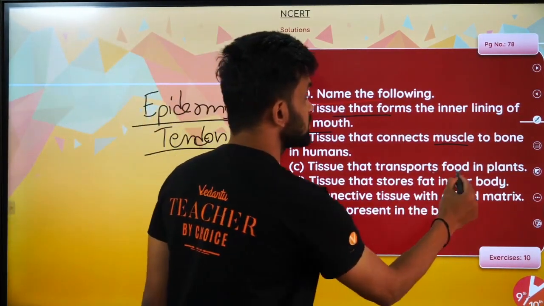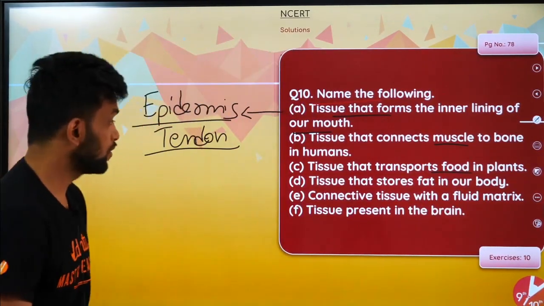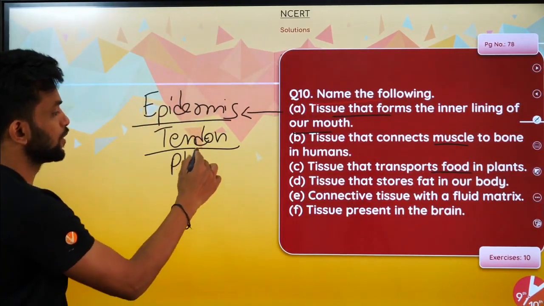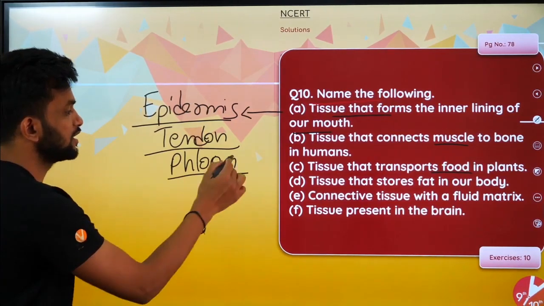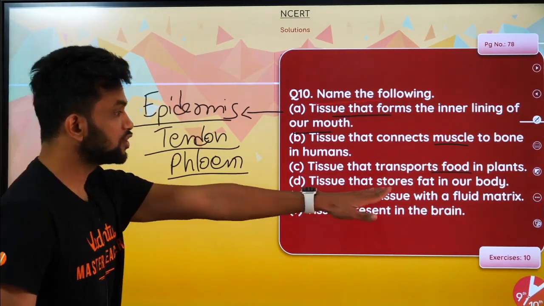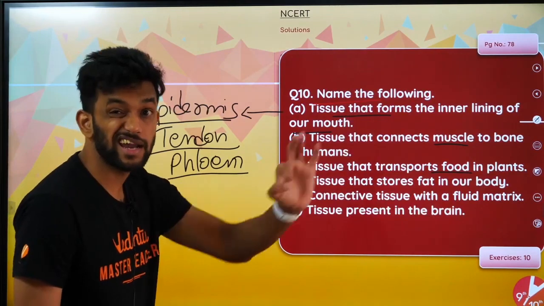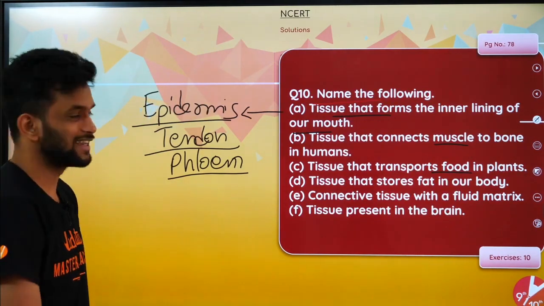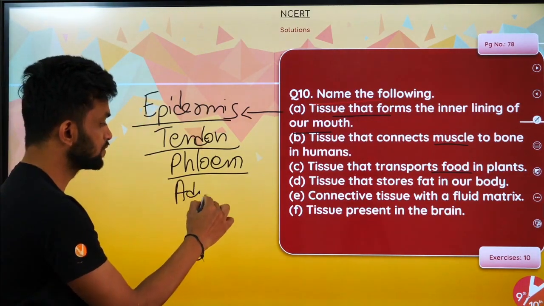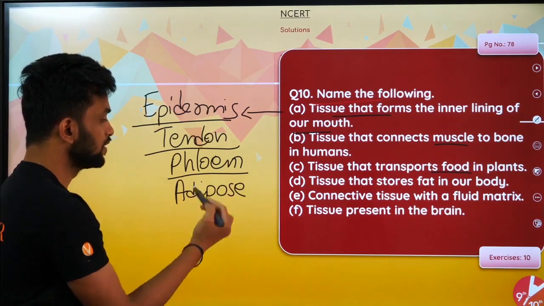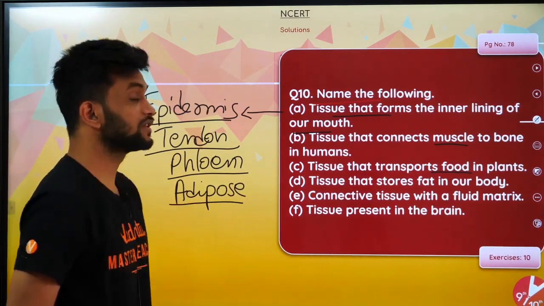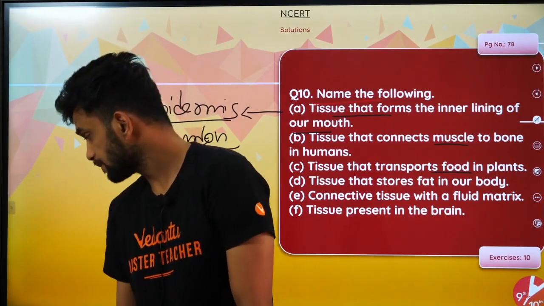Then we have the one that transports food in plants. That is a complex tissue, phloem. The one which transports water is xylem. The tissue that stores fat in our body is a connective tissue. Tell me in the comment box. Exactly, guys, adipose tissue.